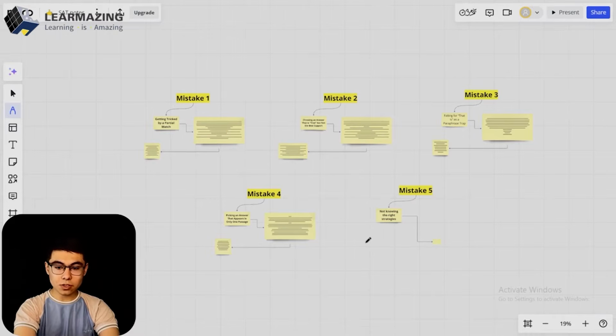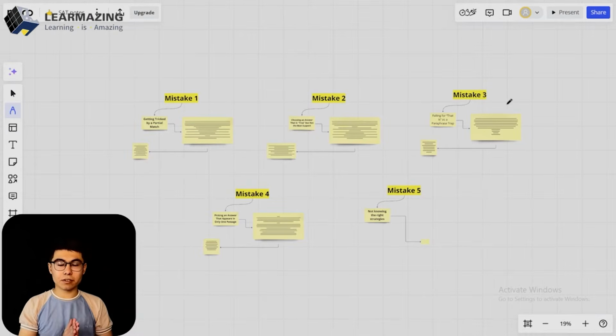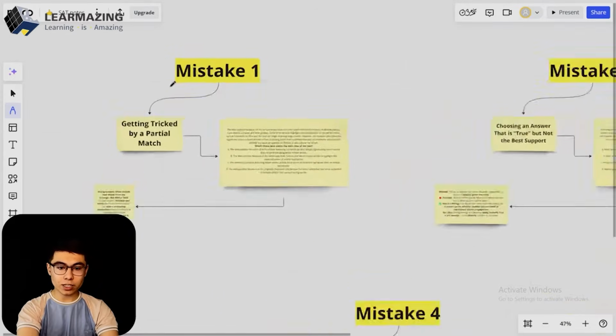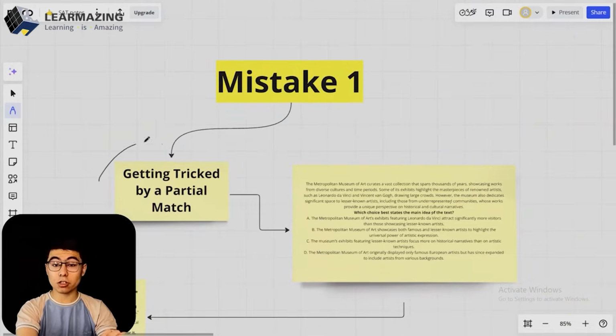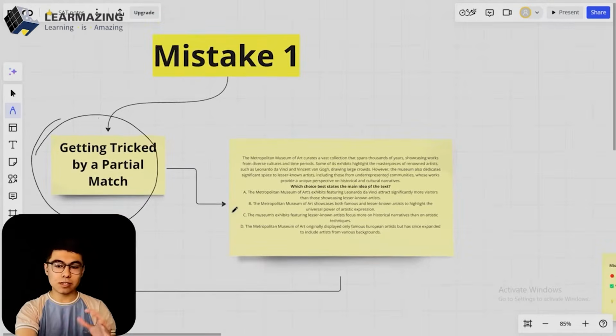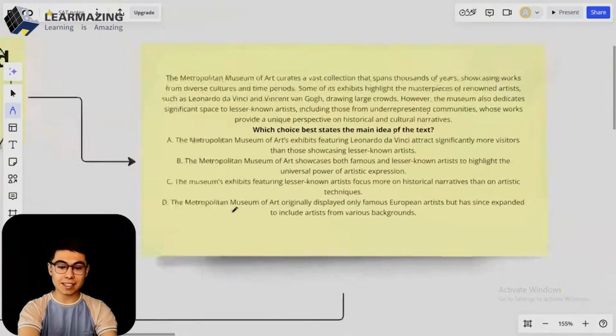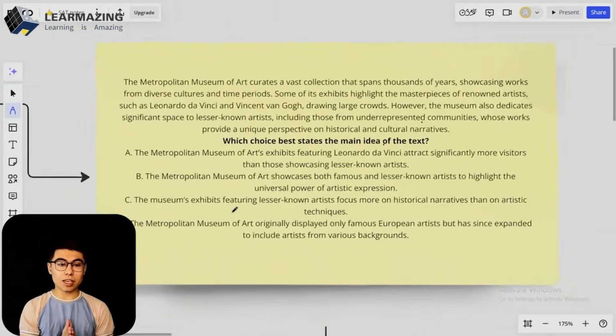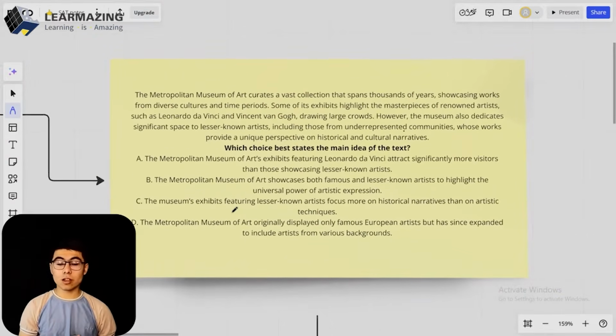So let's get started. In this whiteboard, as you can see, there are 5 major mistakes that are keeping you stuck. Let's get started with mistake number 1, which is getting tricked by a partial match. I will give you an SAT question like this, and I will show you how the College Board is trying to set a trap.